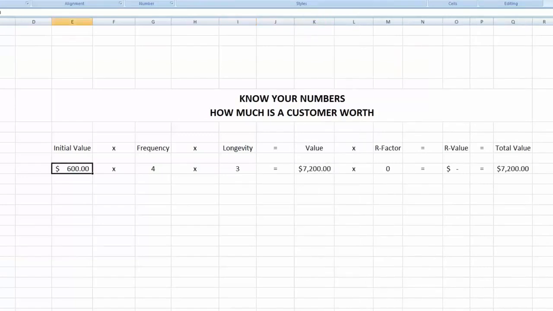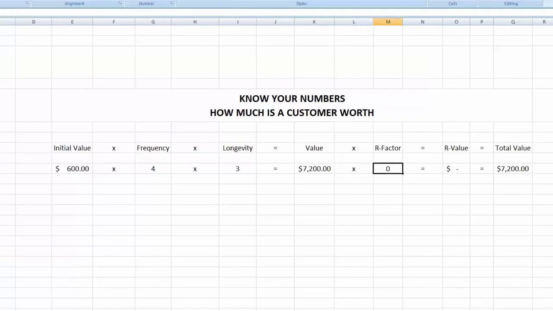Basically, it's the initial value of the order times the frequency times the longevity. Now this customer has a potential lifetime value of $7,200. You can see how this changes your outlook, right? You're looking at just turning out an order for this week and selling $600 worth of stuff. And that's great. It's nothing to sneeze at. But now you're looking at your customer a little bit differently and saying, this customer has a $7,200 lifetime value.